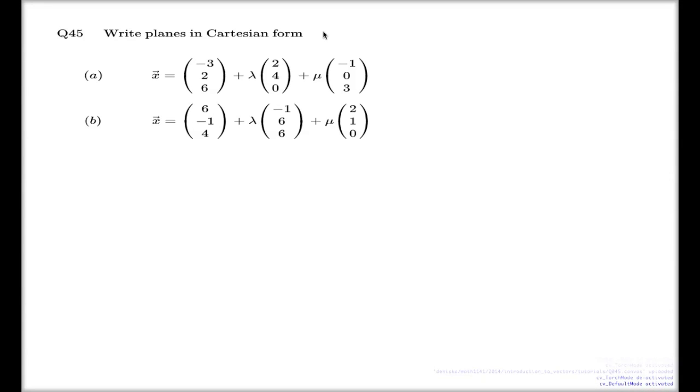There are two parts in the question. You're given planes in vector form, the parametric vector equation of the plane, parts A and B, two different planes. You have to just convert these planes into the Cartesian form. I'll do part A. Part B, obviously, will be good practice for you to seal this technique in your heads.